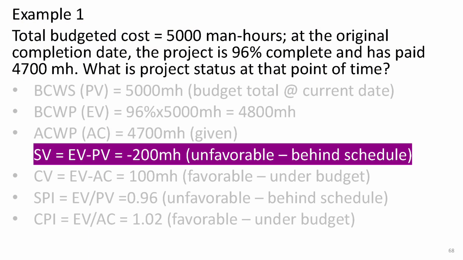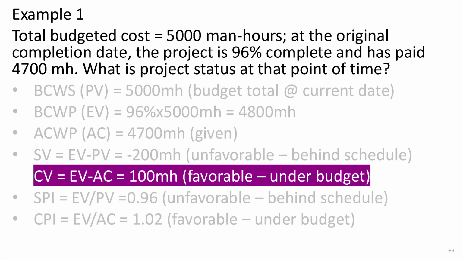Now, let's analyze the project's performance. Schedule variance, SV, tells us if we're ahead or behind schedule. We calculate this by subtracting the planned value, PV, from the earned value, EV. In this case, 4,800 man-hours, EV, minus 5,000 man-hours, PV gives us negative 200 man-hours. This negative value means the project is behind schedule by 200 man-hours, which is unfavorable.